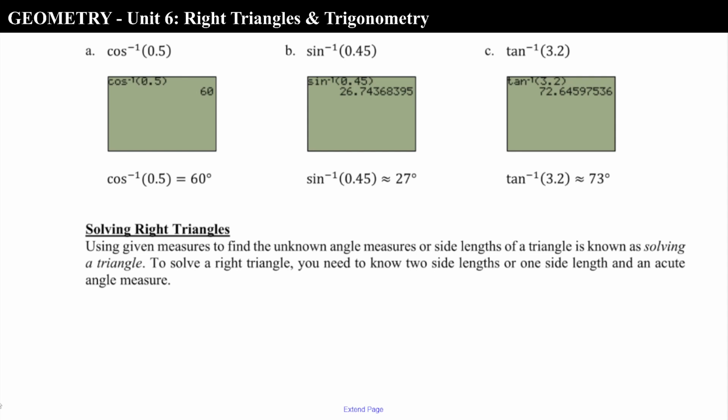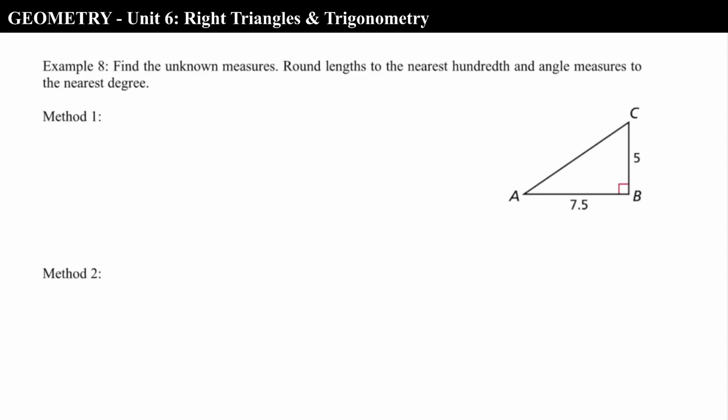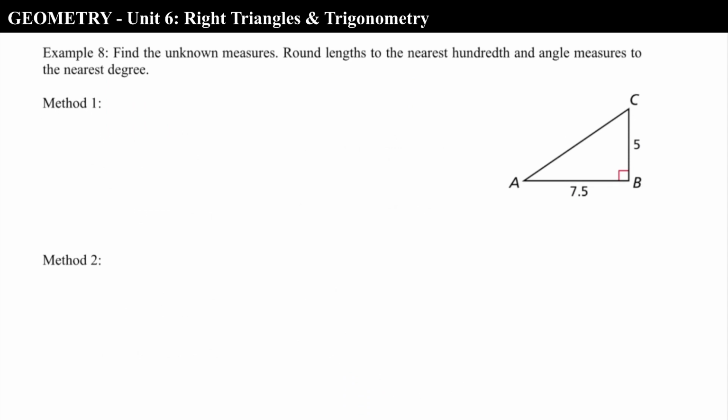So now let's talk about solving right triangles. Using given measures to find the unknown angle measures or side lengths of a triangle is known as solving a triangle. To solve a right triangle, you need to know two side lengths or one side length and an acute angle measure. So let's see what solving a triangle looks like with example 8. And I want to show you two methods here.